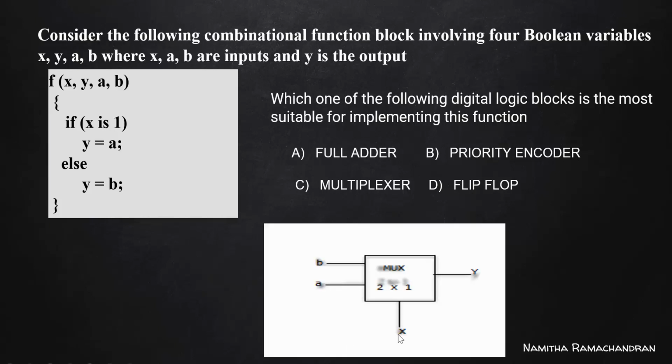If x value becomes 1, A is assigned to y. If x equals 0, B is assigned to the output line y. So the correct logic design explaining this operation is our multiplexer.